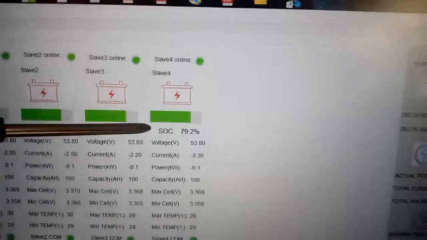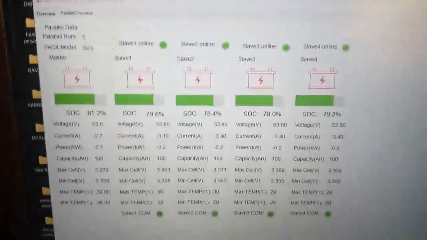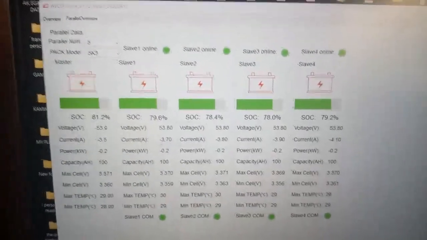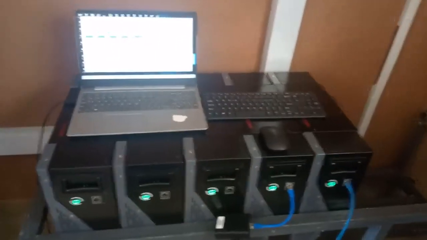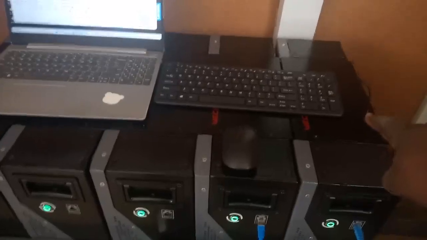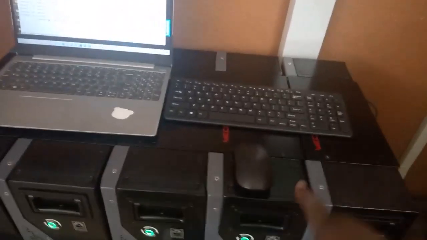So viewers, this is the dashboard that you'll be seeing when you log into your system from anywhere in the world, because this system has a remote monitor. As you can see, this is a master battery. We have slave 1, slave 2, slave 3, and slave 4.